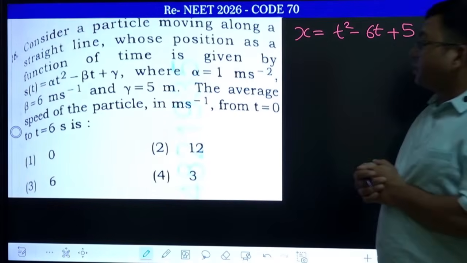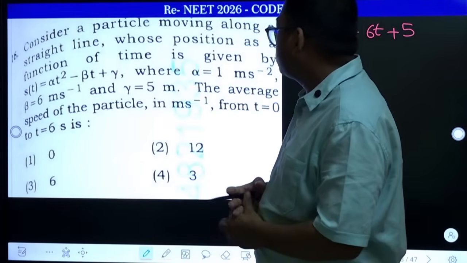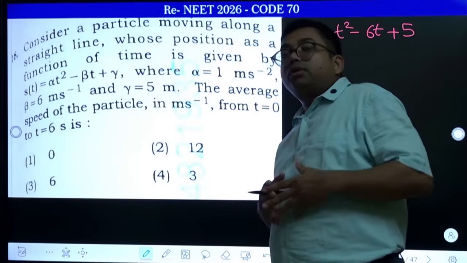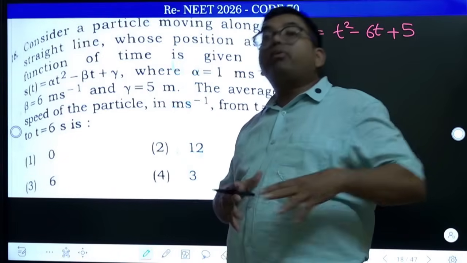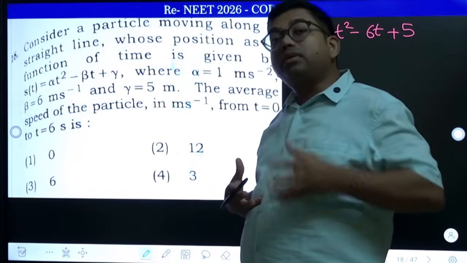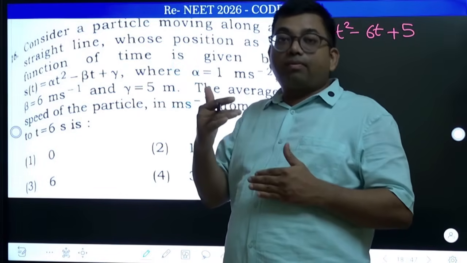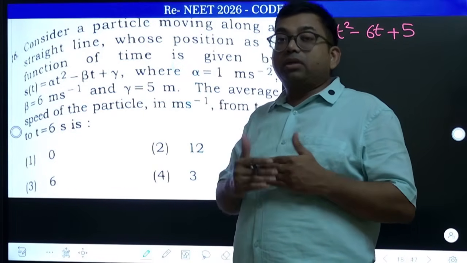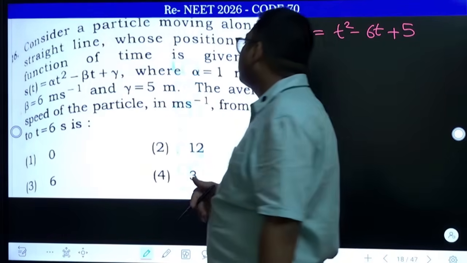The average speed, speed they are asking. Note that they are asking speed from 0 to 6 second. So whenever they ask speed, right? Speed means total distance by time. How will you calculate distance? You need velocity time graph. In velocity time graph, shift the graph in the upward direction because negative velocity you should not take. Okay, so first let us calculate velocity time graph.